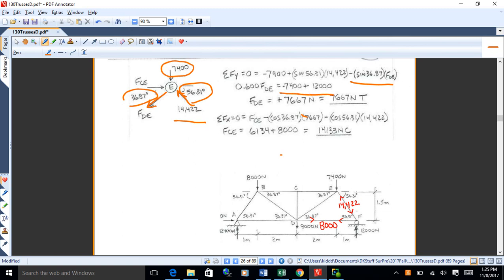I bring that to the other side of the equation, work out the rest of the numbers. So 0.6 FDE is negative 7,400 plus 12,000. I can go ahead and solve for FDE. It's positive 7667. Positive meaning it is as assumed. Down left, it's tension.